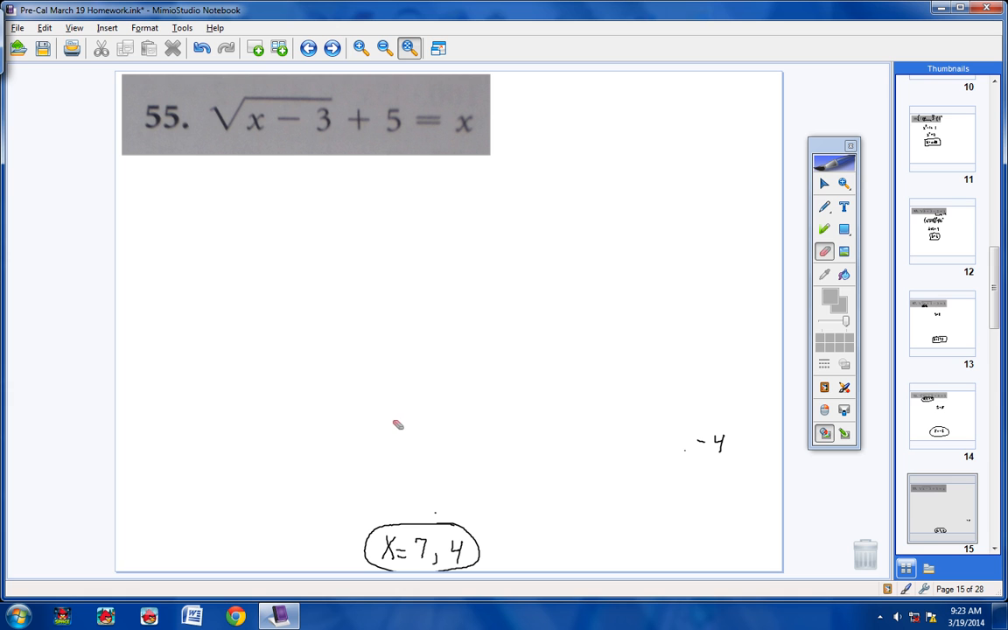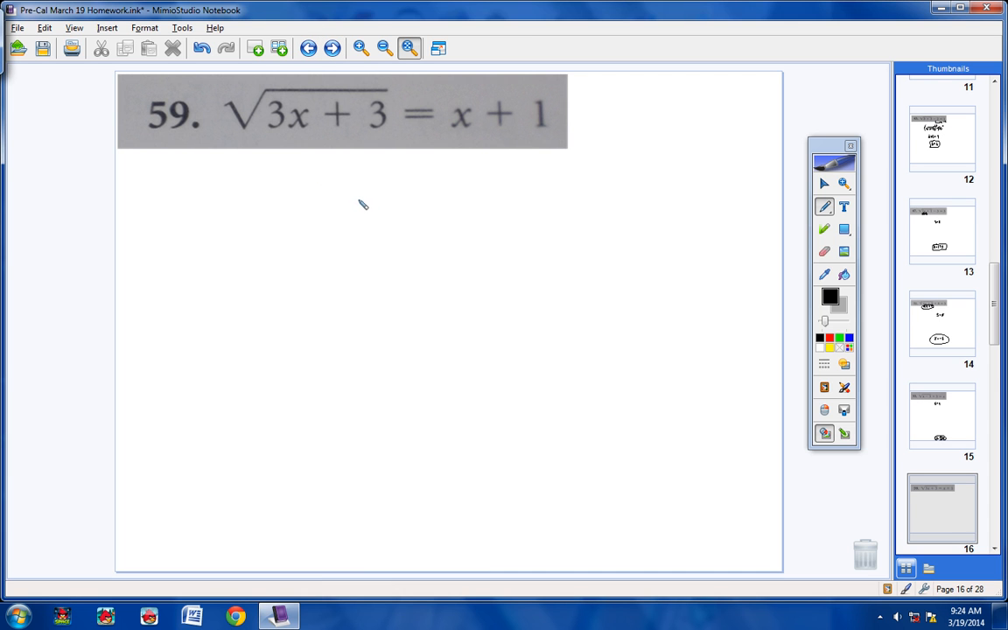Now, we have to see if these answers work, of course, because we're dealing with root equations. And if you check your answers, 7 is going to be fine. I mean, 7 minus 3 is 4, square root of 4 is 2. 2 plus 5 is 7. You put a 7 over here, you get 7 equals 7. But 4 is not going to work. I'm going to show you why. If you put a 4 right here, 4 minus 3 is 1. The square root of 1 is 1. 1 plus 5 is 6. And you put a 4 over here, you get 6 equals 4. Okay? So 4 does not work. So the only answer is 7. x equals 7. It's so important to check your answers in these problems, okay?